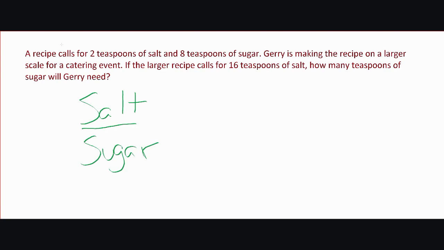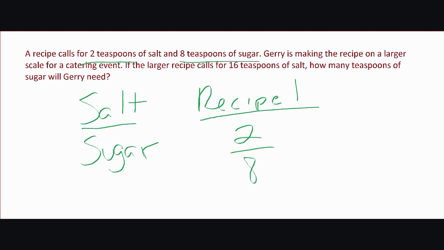Now, the important thing is that even if they don't outline for you which ratio you should be doing, it's important that you keep the ratios the same in each scenario. If you're comparing salt to sugar in the first recipe, you should also be comparing salt to sugar in the second recipe. Don't mix them up because it's going to mess things up for us. So, in recipe 1, what is the comparison? Salt is 2 teaspoons and sugar is 8 teaspoons. So 2 over 8 is our first ratio in recipe 1.